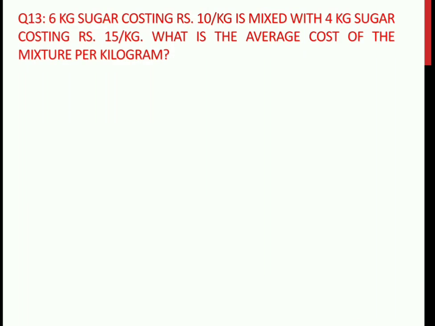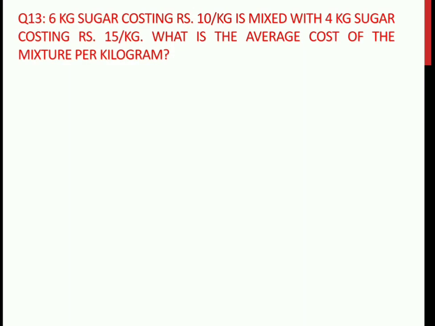Next problem, question 13. 6 kg sugar costing rupees 10 per kg is mixed with 4 kg sugar costing rupees 15 per kg. What is the average cost of mixture per kilogram? Now we have two quantities of sugars and those two quantities are having different price. So first quantity is 6 kg and it is at 10 rupees per kg.